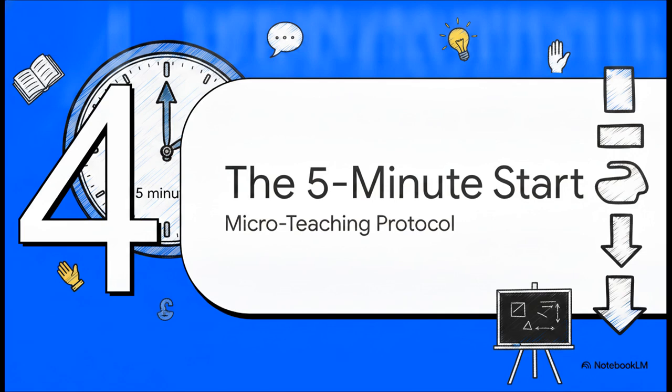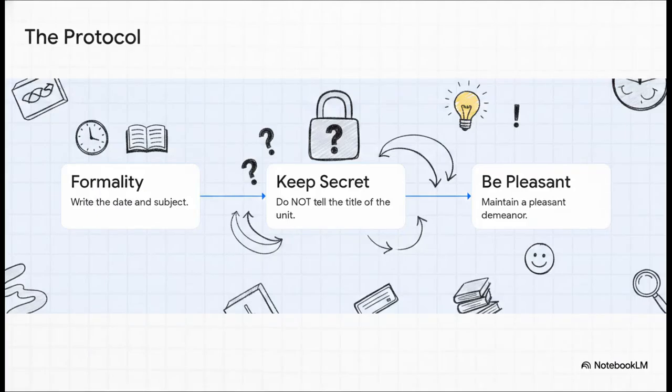Section 4, executing your 5-minute start, the micro-teaching protocol. Step 1, you complete the formality. You walk in, you're pleasant, and you calmly write the date and the subject on the board. But step 2, this is where the magic happens. Do not tell them the title of the unit. Seriously, you must keep the chapter title an absolute secret at this point. You are actively building suspense. You're deploying your stories, your questions, your teaching aids, all while keeping them guessing about what the actual topic of the day is even going to be.